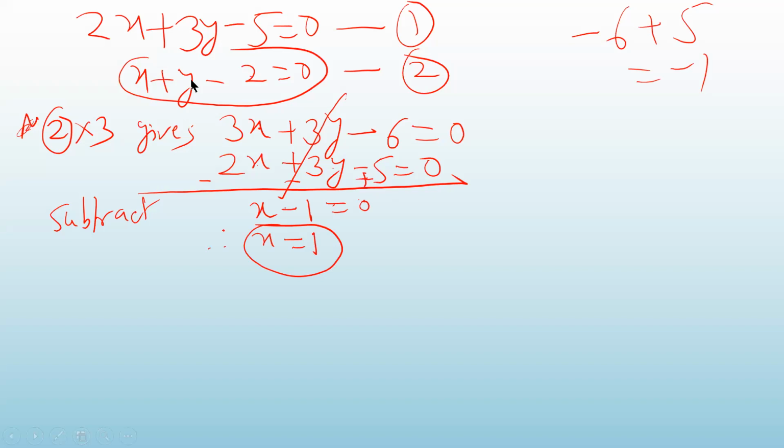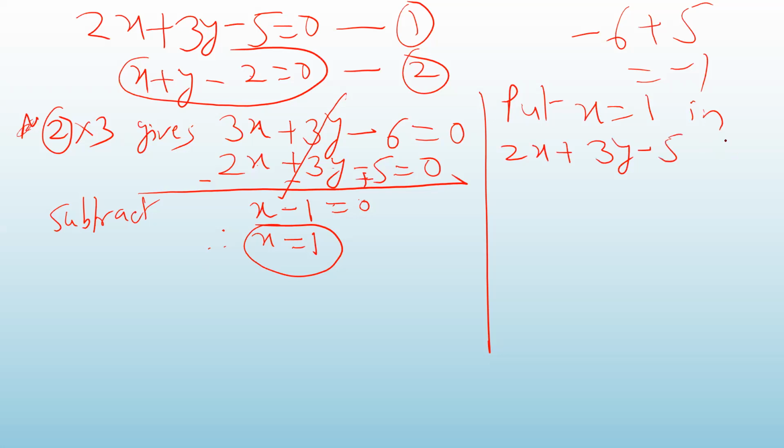Now to get the value of y, you have to put this value in any one of the equations, either in 1 or in 2. I can put in 1. So put x equal to 1 right here. Put x is equal to 1 in the first equation. What is the first equation? 2x plus 3y minus 5 equal to 0. In this equation, put x is equal to 1. So I will get here 2 into 1 plus 3y minus 5 equal to 0. What is 2 into 1? It is 2. So 2 plus 3y minus 5 equal to 0.